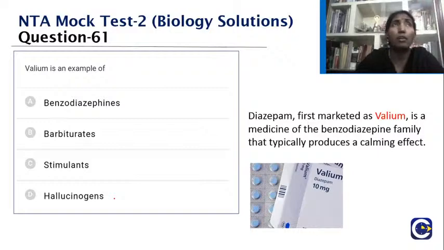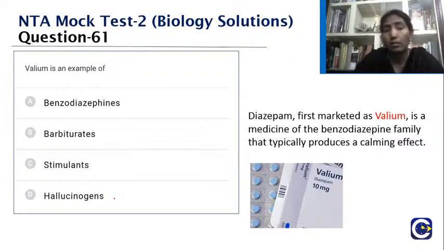We even give it for treating anxiety, and sometimes even for treating alcohol withdrawal also. So Valium is a sleeping pill that we give, because it calms down the brain. Even in case of alcohol withdrawal seizures, we give this Valium.